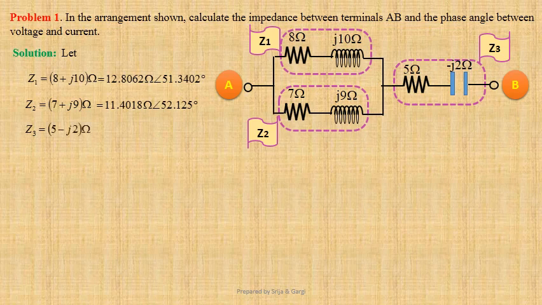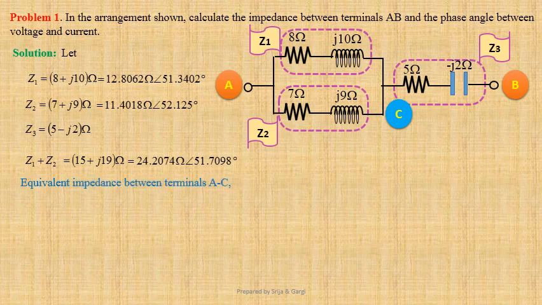Let us first determine Z1 plus Z2, that is equal to 15 plus J19 ohm. In polar form, this may be written as 24.2074 ohm at an angle 51.7098 degree. Let us mark the middle node as C. Now we shall determine equivalent impedance between terminals A and C. ZAC equals Z1 in parallel with Z2, that is equal to Z1 Z2 divided by Z1 plus Z2.